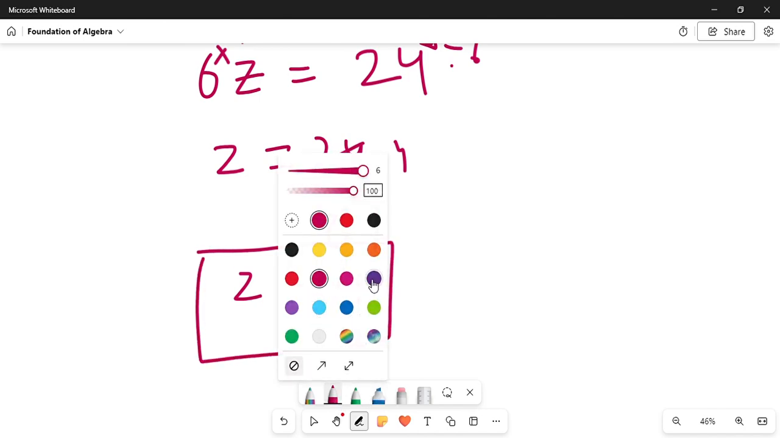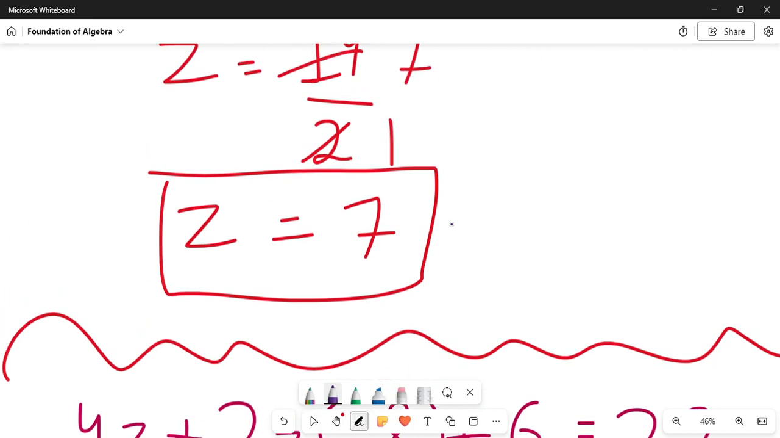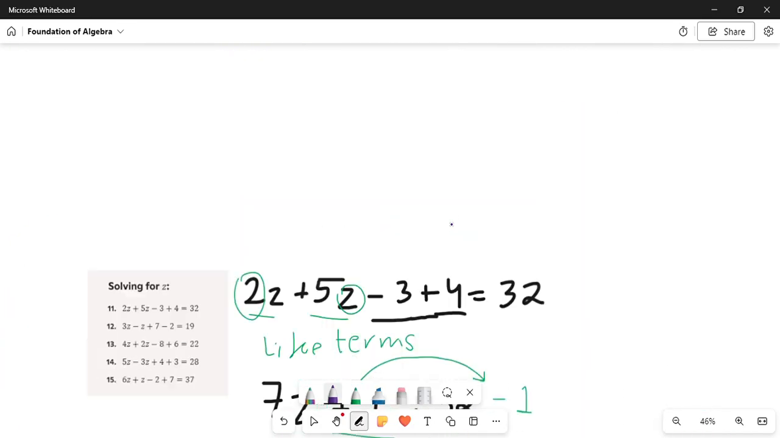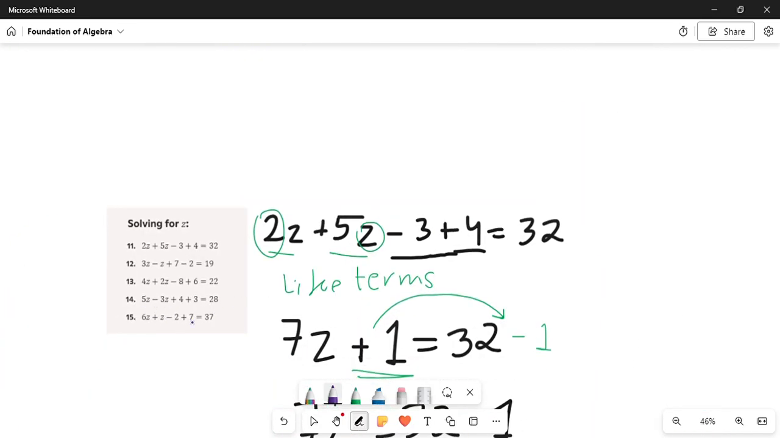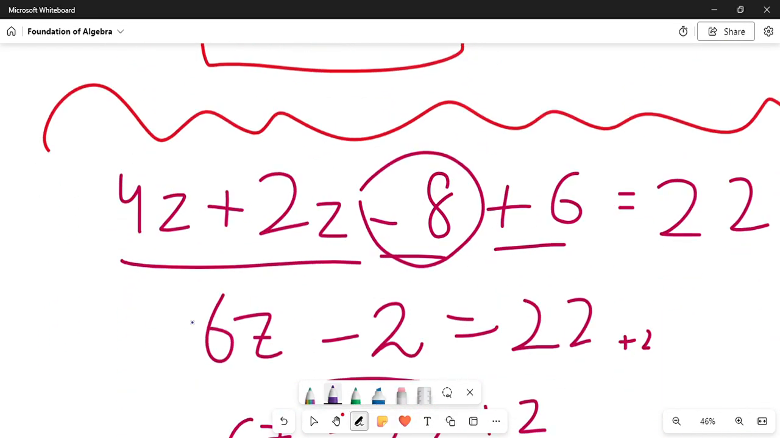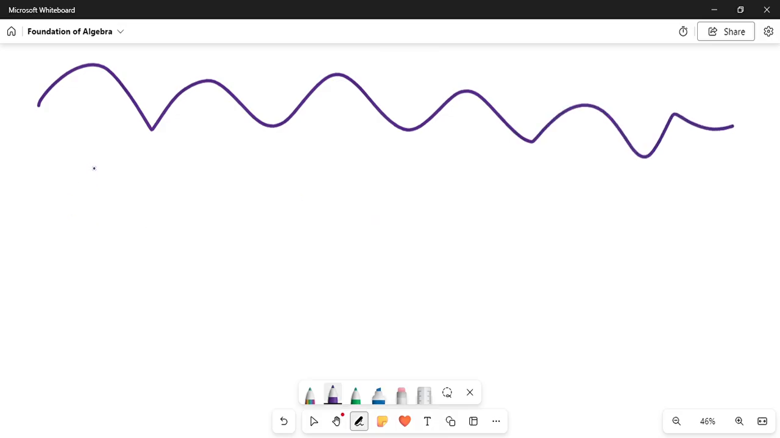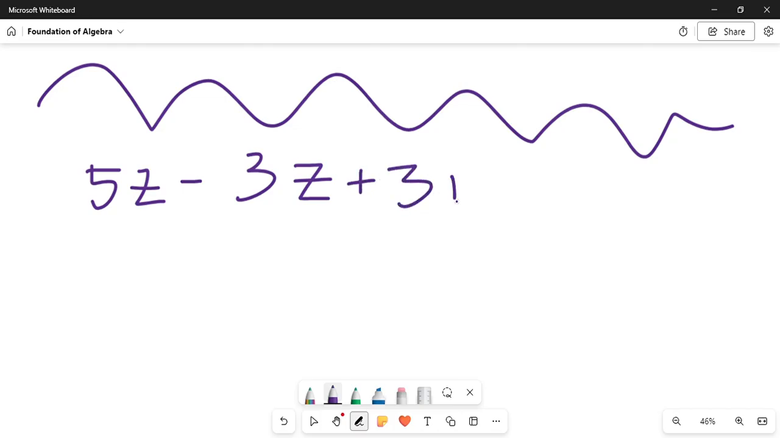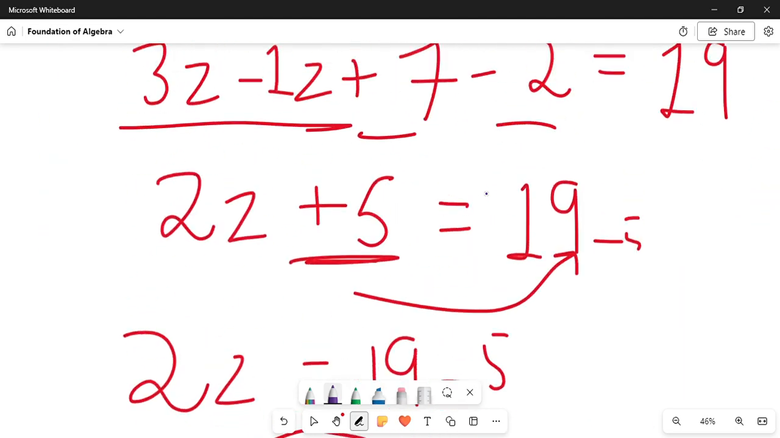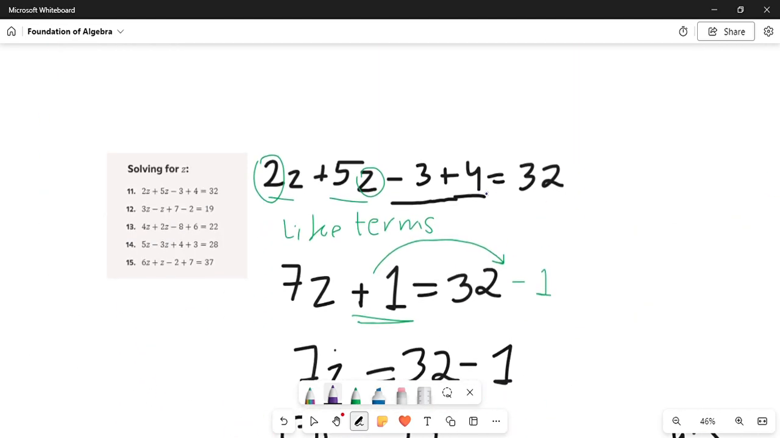Let's do our, I think, second last question here. Yeah. 5z minus 3z plus 3 plus 4 equals 28.